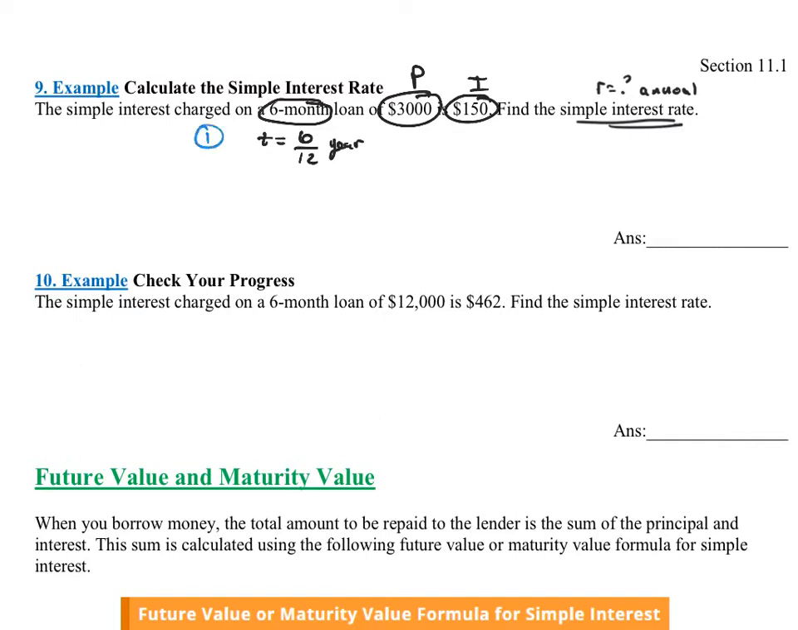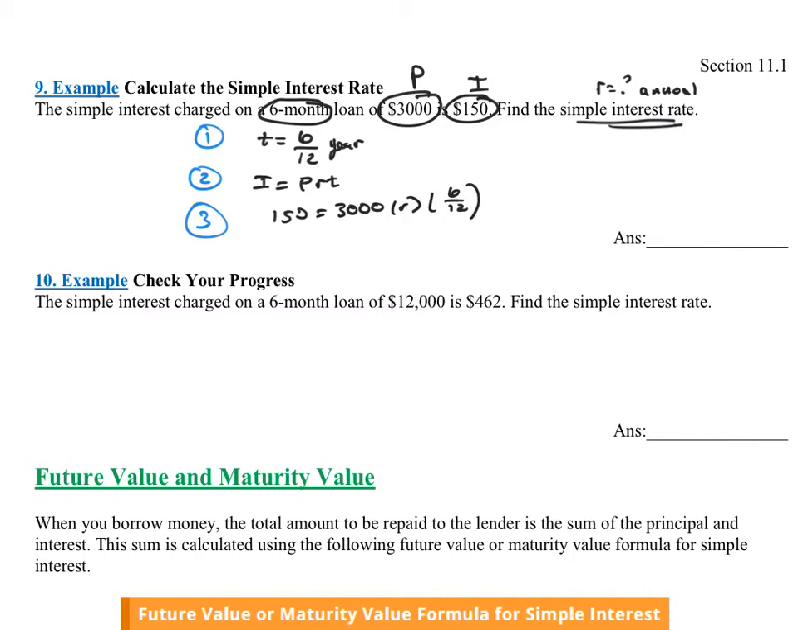Does that change which formula we use? Well, no, it doesn't. We're still going to use I equals PRT. We can still plug in the things that we know. We know I is 150. We know P is 3,000. R we don't know, so I'll leave it as an R. And then T we know is 6/12.